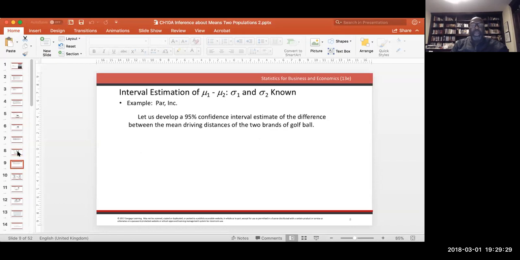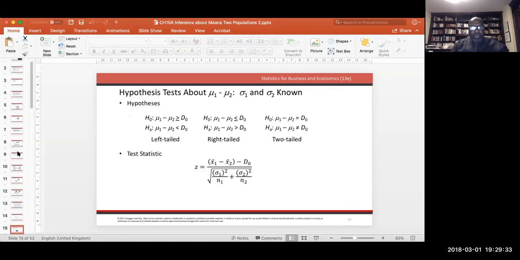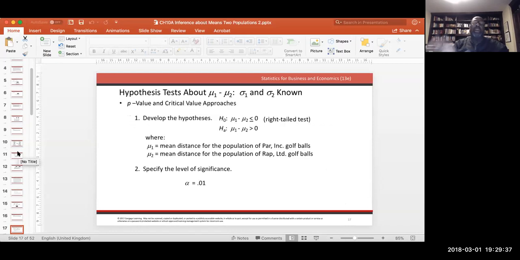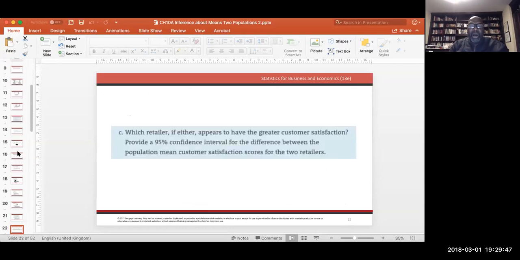So what if we don't know the population standard deviations? We don't know the population means either, and that's why we're hypothesizing about them. So if sigma 1 and sigma 2 are unknown, here's what our confidence interval looks like.